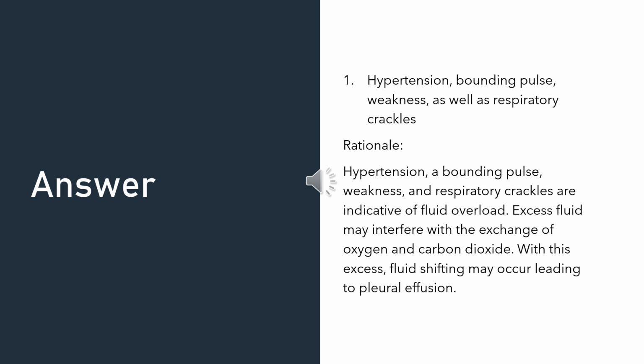Okay, so like I said, the answer was number 1, hypertension, bounding pulse, weakness, as well as respiratory crackles. And here's your rationale. Hypertension, a bounding pulse, weakness, and respiratory crackles are indicative of fluid overload. Excess fluid may interfere with the exchange of oxygen and carbon dioxide. With this excess, fluid shifting may occur, leading to pleural effusion.